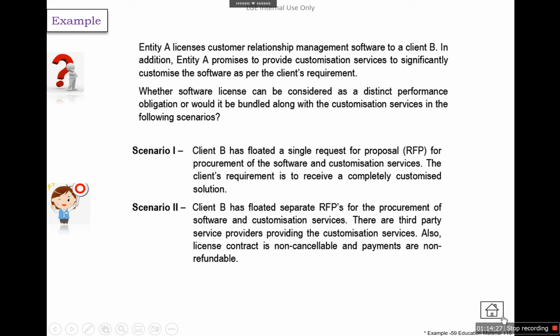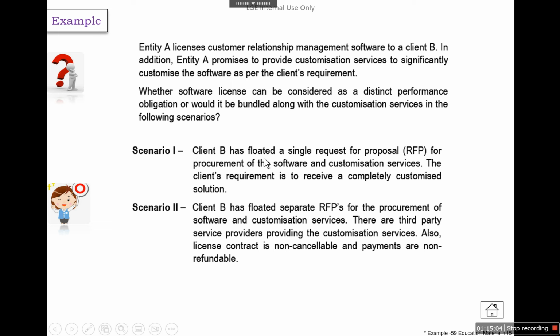So let's discuss a few examples. Entity A licenses customer relationship management software to a client B. In addition, entity A promises to provide customization services to significantly customize the software as per the client requirement. Whether the software license can be considered a distinct performance obligation or would be bundled with the customization services in the following scenarios.